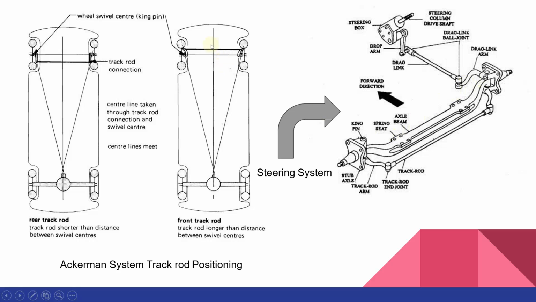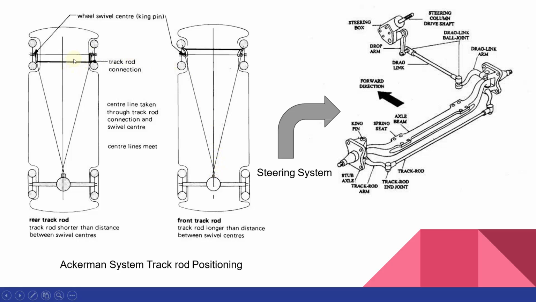In this case, the track rod or the tie rod should be longer so that when we draw a line through the kingpin, it will also pass through the track rod end joint. This imaginary line should pass through the kingpin and the track rod end joint. Similar to the previous case, these two lines will meet at a center point.